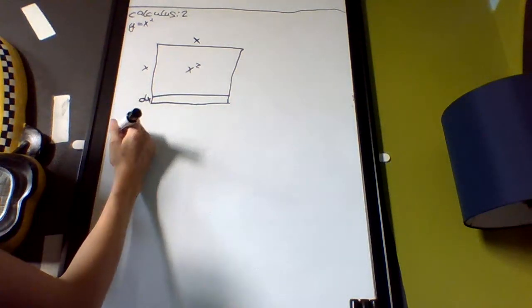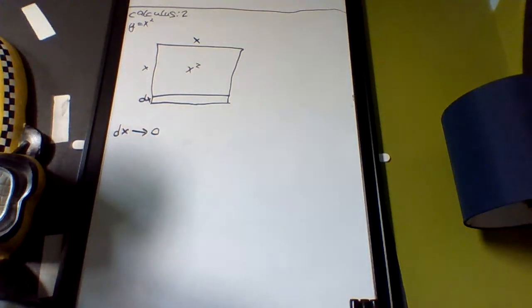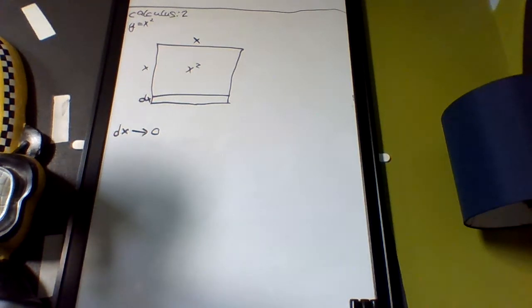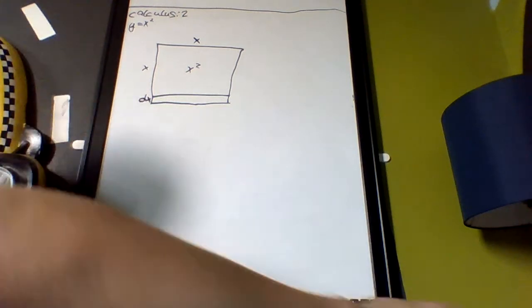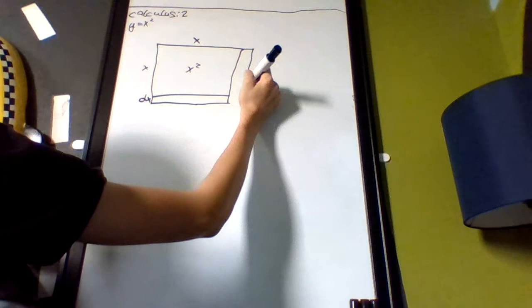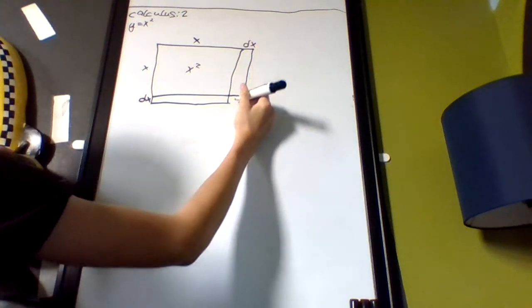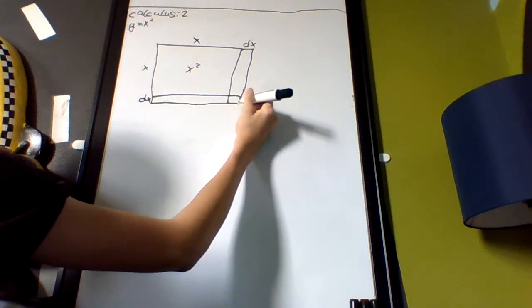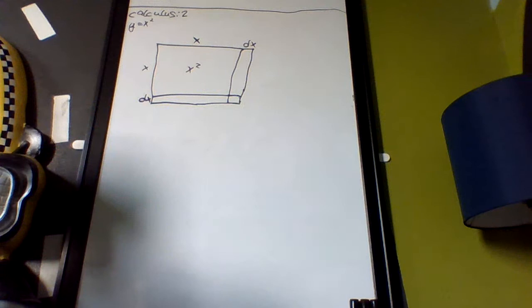By dx, you will assume it means approaching zero. It'll never actually be zero. It'll be some finite value that's extremely small and close to zero. Right here would also be dx, because we're also changing x here. And this right here would be another little square that we added on.